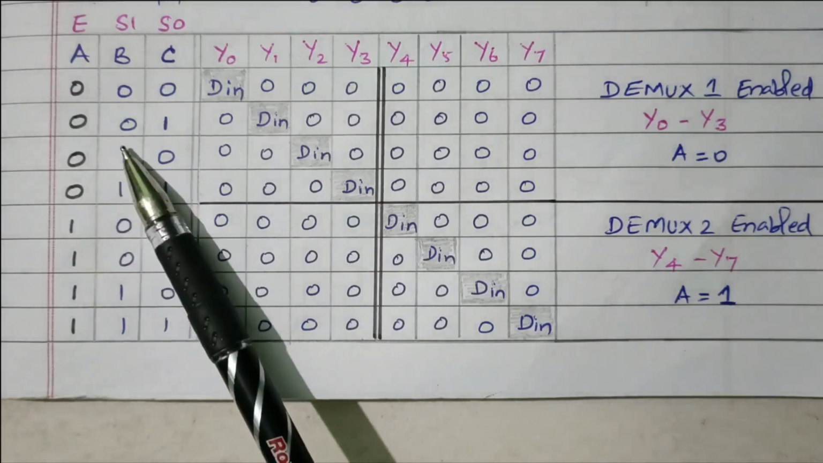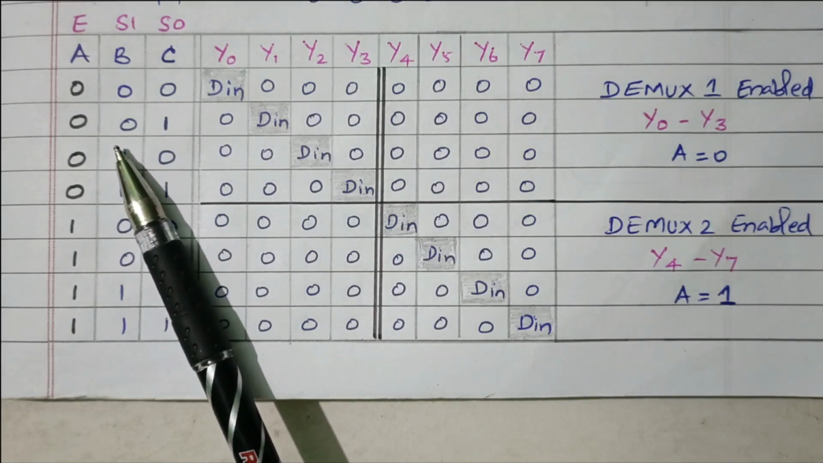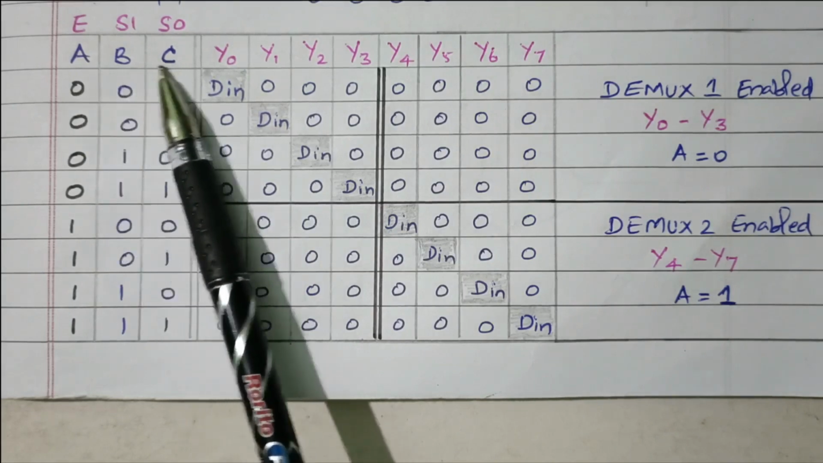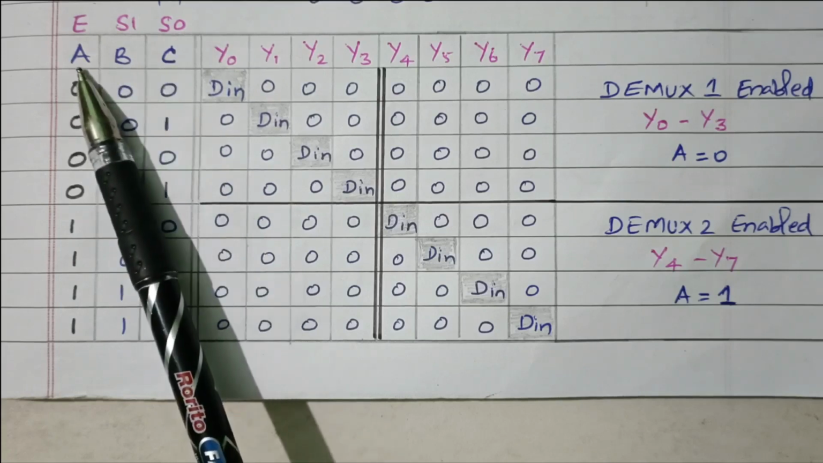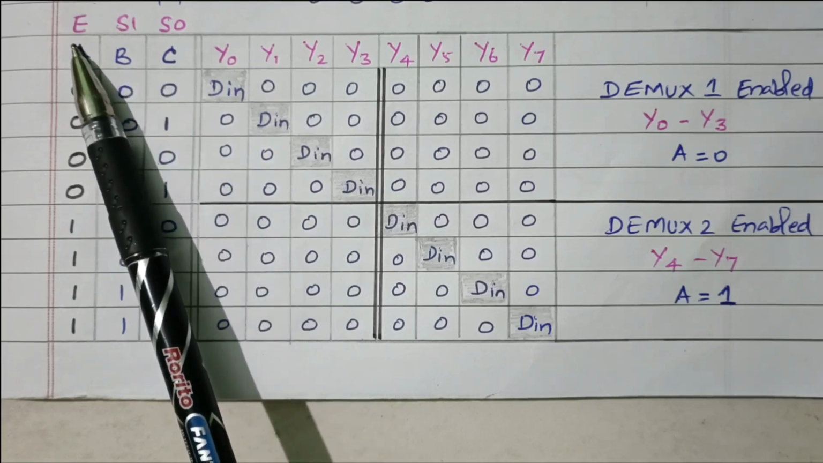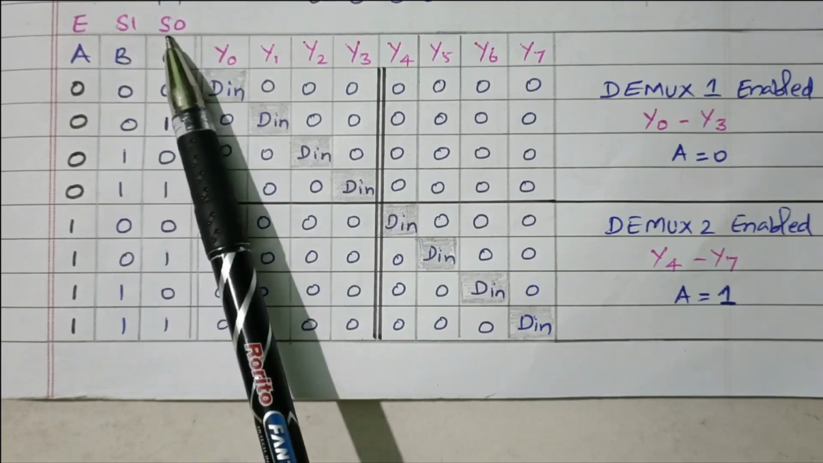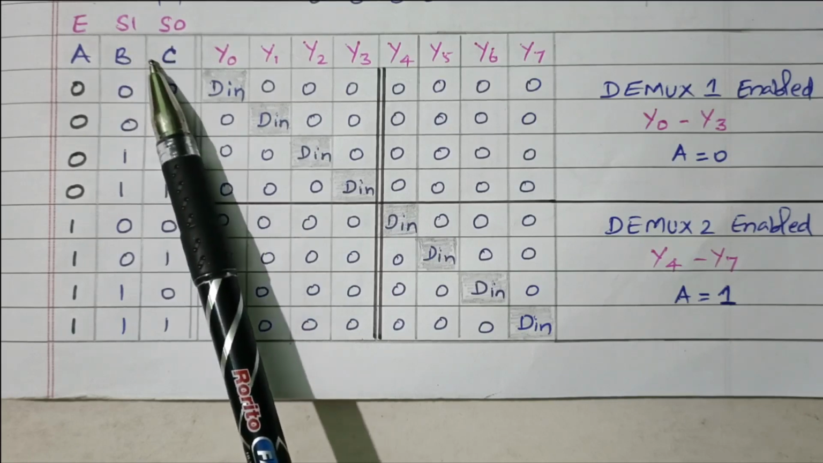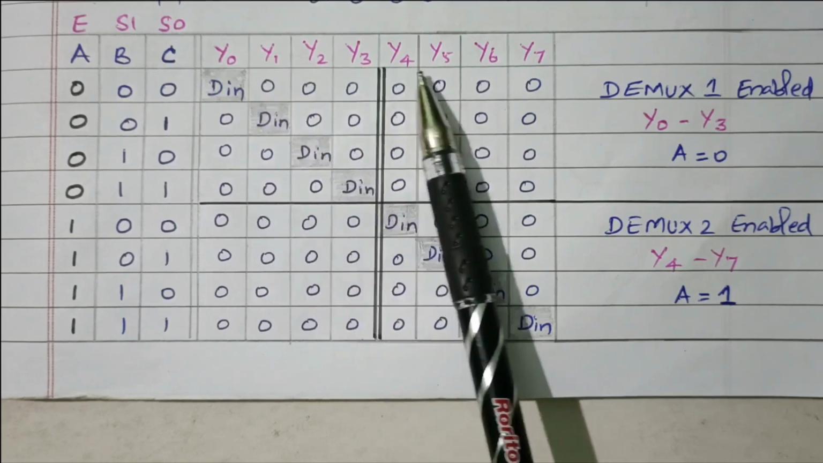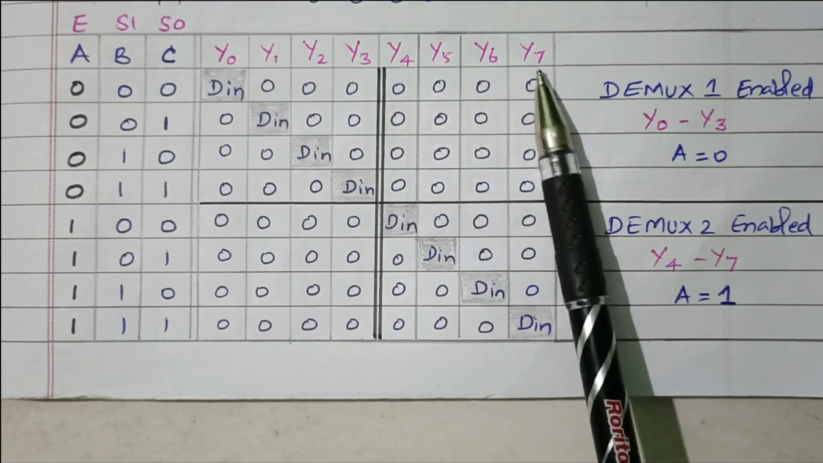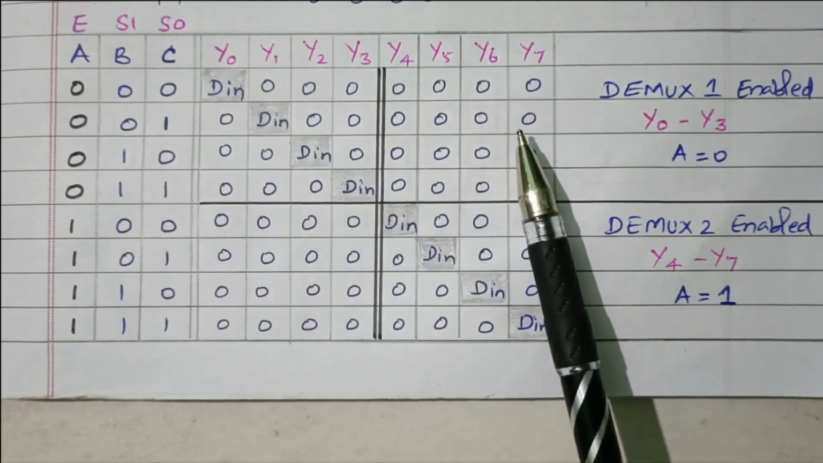So this is the truth table of the 1:8 demultiplexer using 1:4 demultiplexers. Let's see the 3 selection lines A, B, C. These are the 3 inputs of the 3 selection lines of the 1:8 demultiplexer. In that, A is used for enable. B and C are used as S1 and S0 selection lines, right? So these are the 8 outputs: Y0, Y1, Y2, Y3, Y4, Y5, Y6 and Y7, right? 1:8 outputs are available, right?